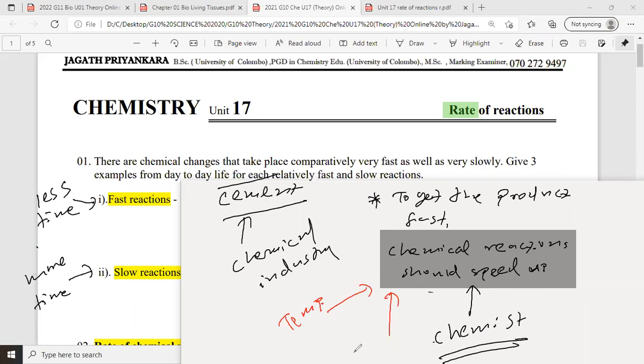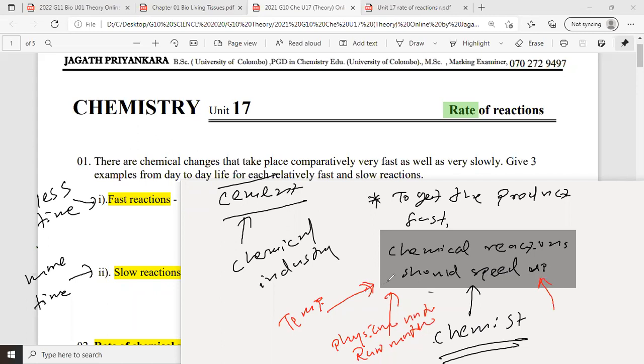Then the nature of raw materials, whether it's added in large pieces or powdered form. The physical nature of raw materials can be modified to speed up the reaction. Right? Not only that.